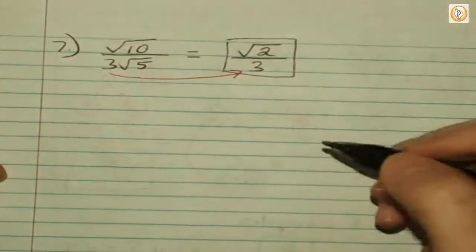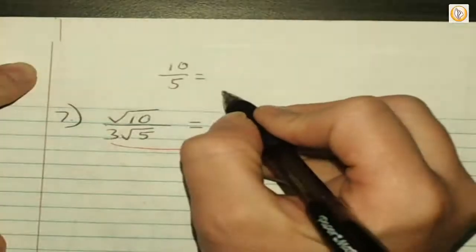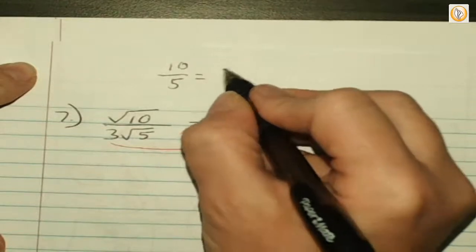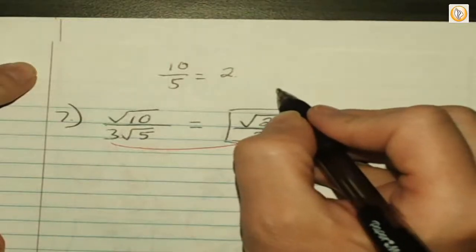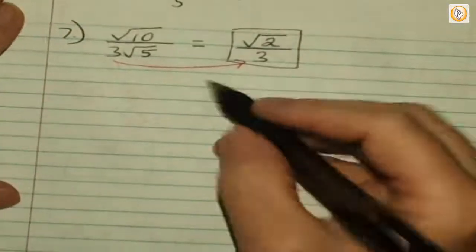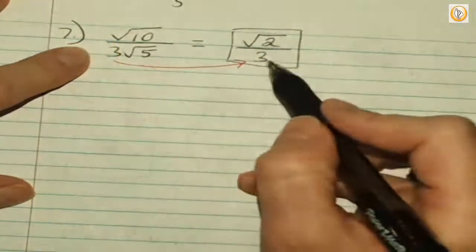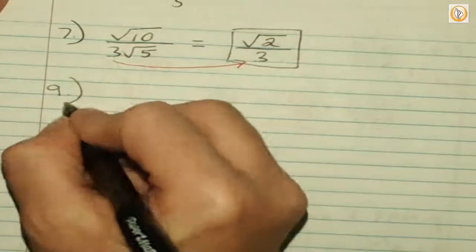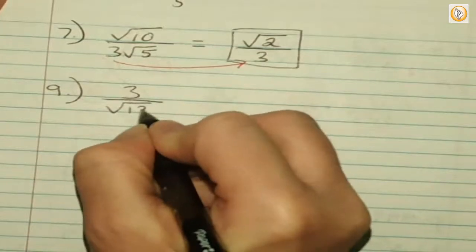So when you divide like that, does the answer always go on the top? Well, if I did this, would my answer be on the bottom, or would it be on top? On top. That'd be 2. It wouldn't be 1/5 or 1/2. 2 goes on the top. Same thing. 10 divided by 5 is 2. 3 stays. Any questions? 9. 3 divided by the square root of 13.